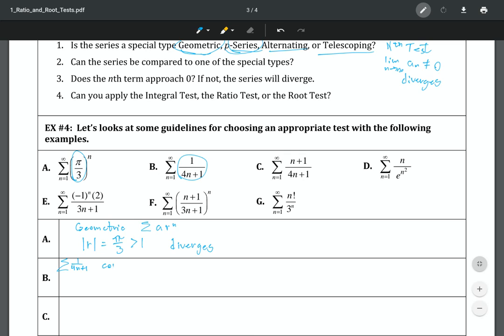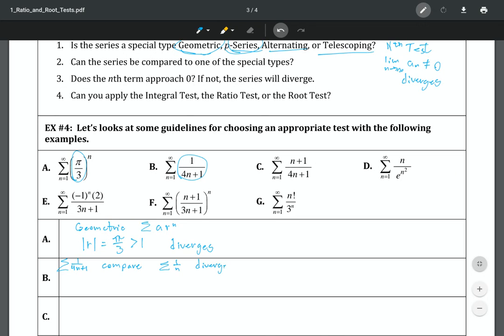I'm going to compare this to 1 over n, right? Kind of the parent, kind of like I told Brock one time. Just think of the parent function of this, of the bottom part. Okay, so that would be 1 over n. Now, I know that 1 over n is divergent.